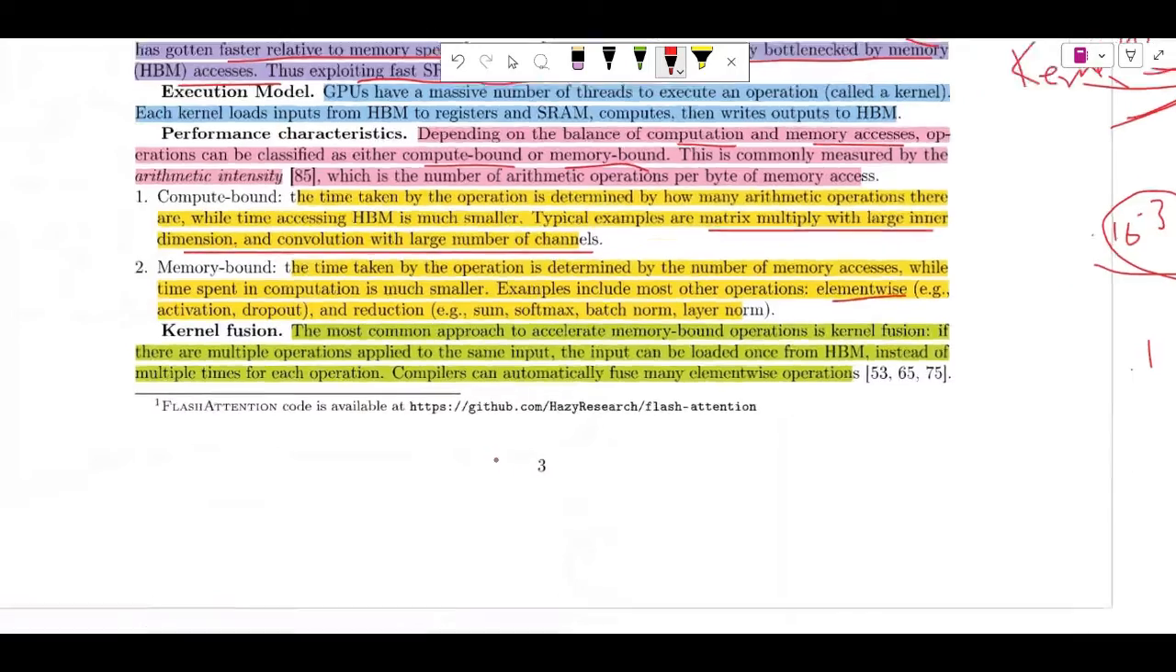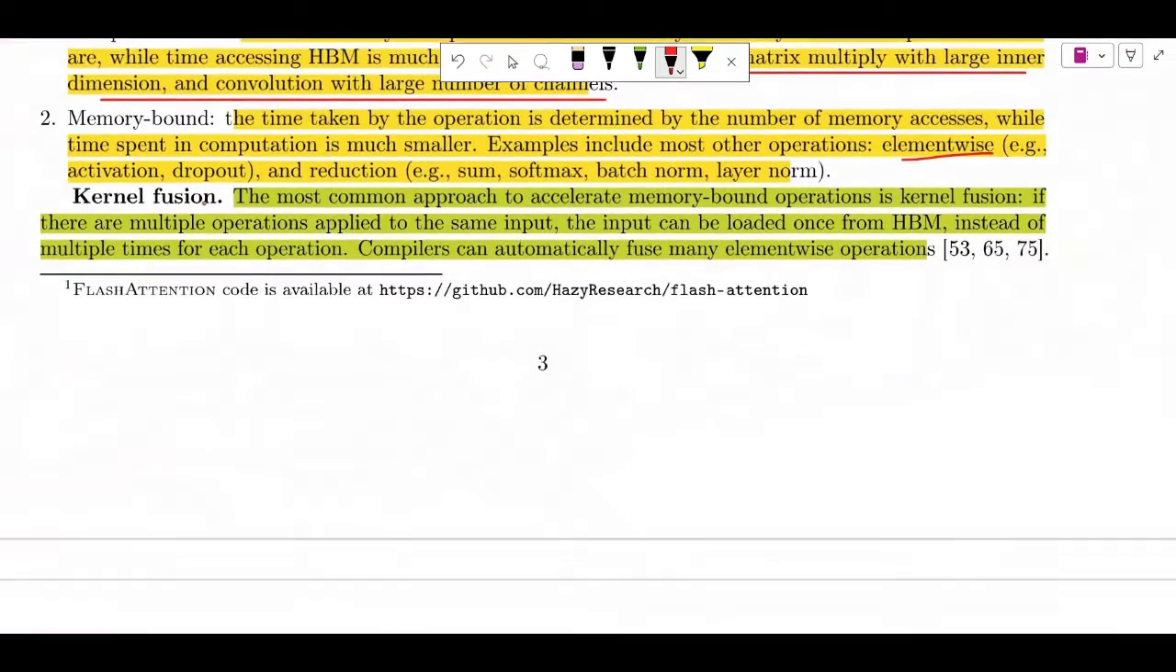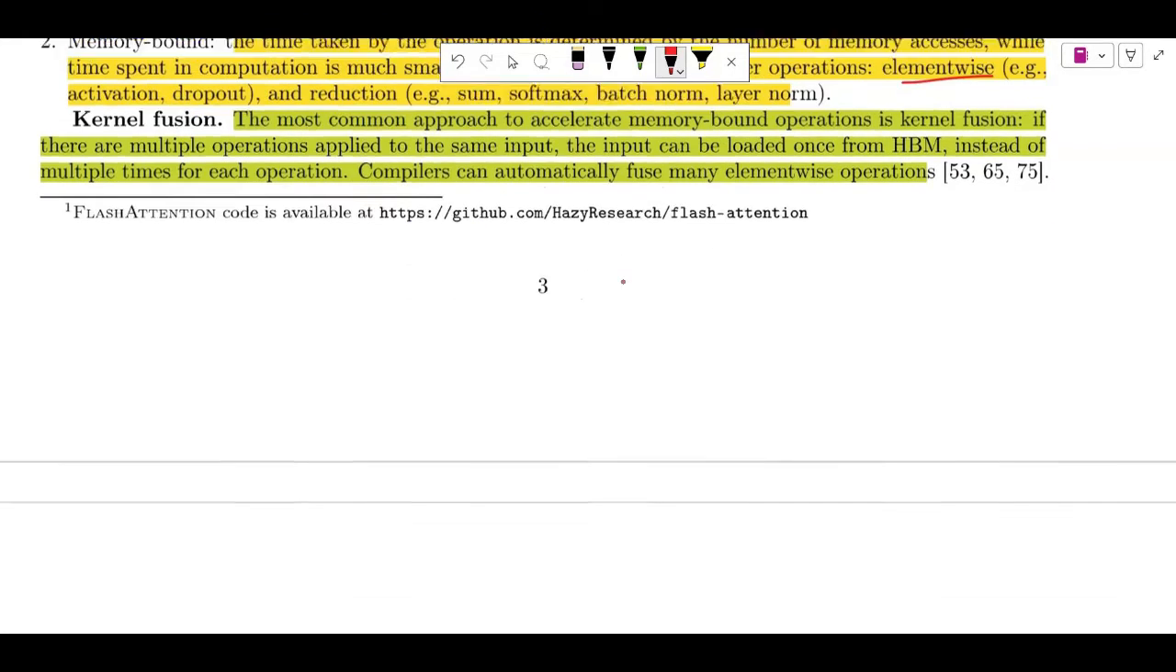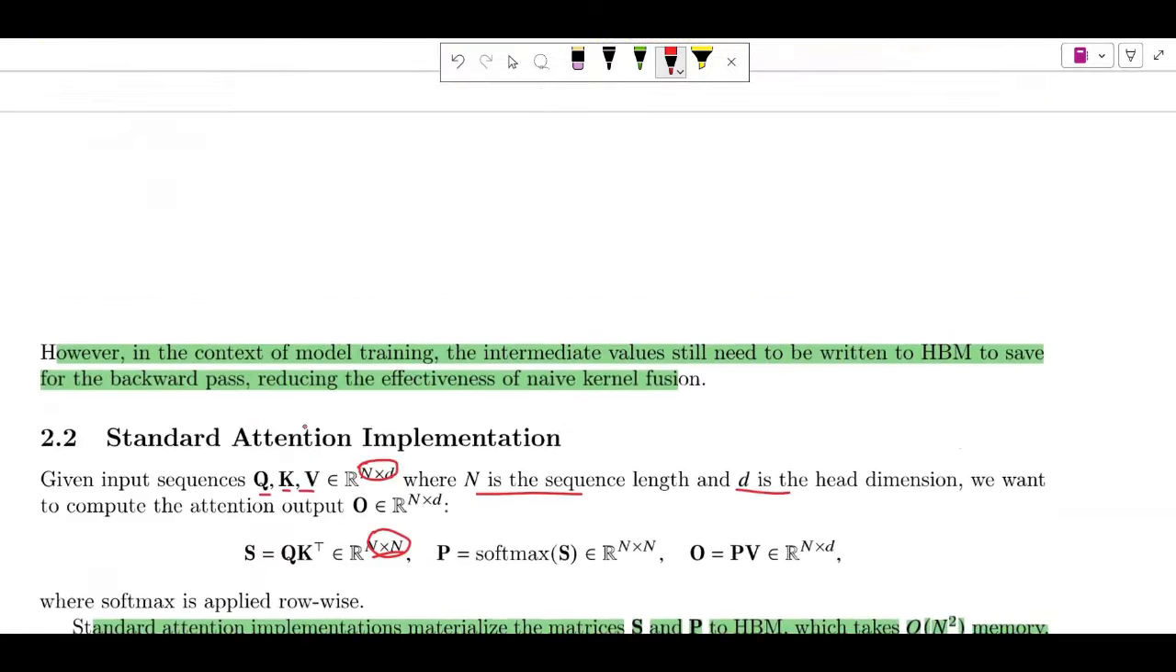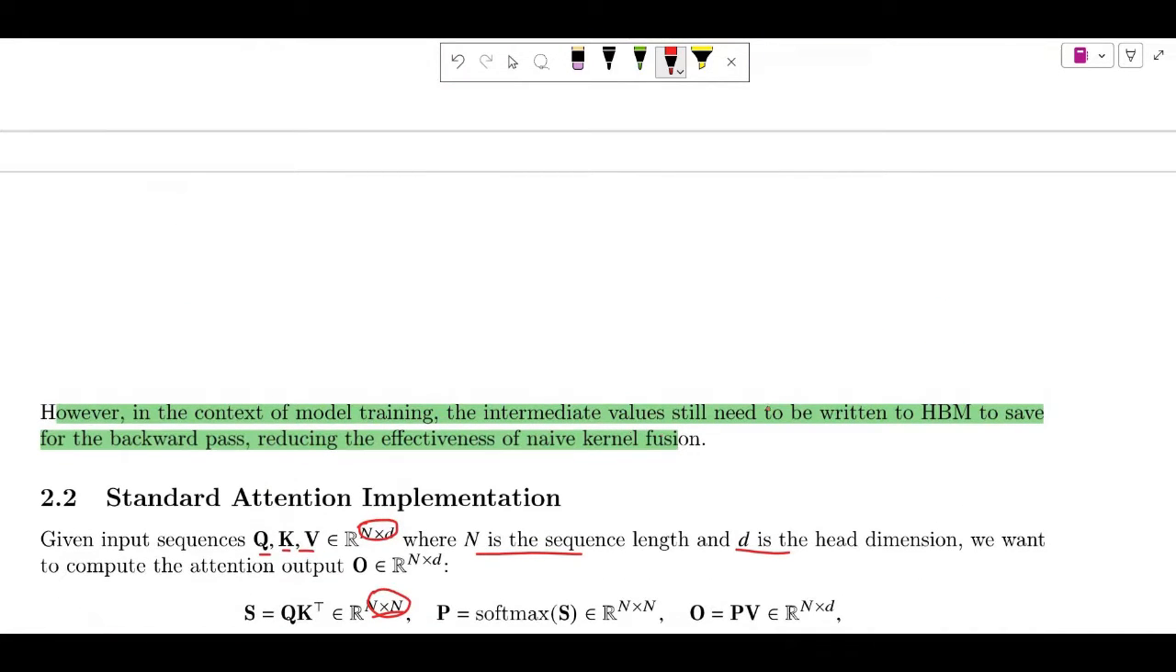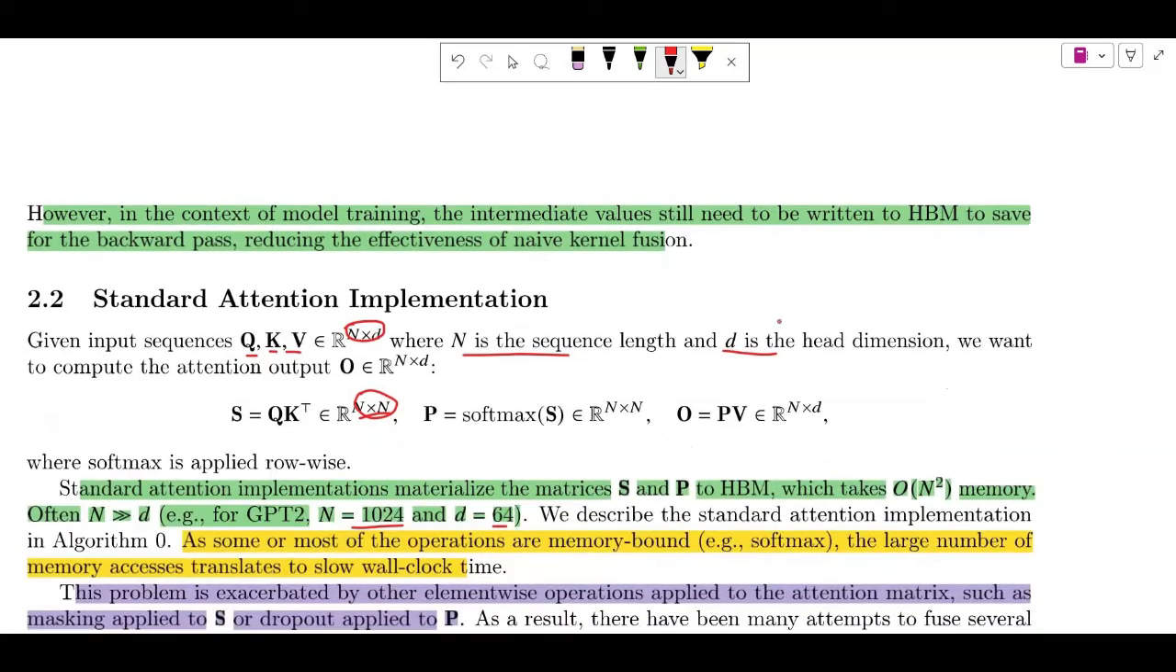Or let's talk about it now, because they also talk about it. They say that the most common approach to accelerate memory bound operations is kernel fusion. If there are multiple operations applied to the same input, the input can be loaded only once from the HBM instead of multiple times, and some compilers automatically do this. However, in the context of model training, the intermediate values will still be returned to HBM to save for the backward pass, reducing the effectiveness of naive kernel fusion.